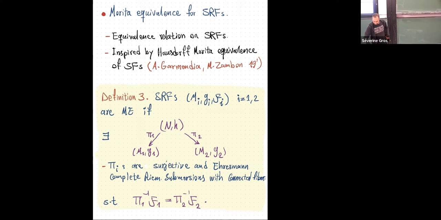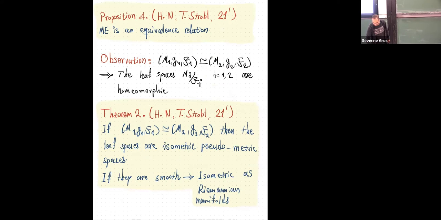And we can show that this is an equivalence relation. It's a bit more tricky than the proof for Hausdorff-Morita equivalence due to the presence of the metric. But the first observation is that when we have two Morita equivalent SRFs, their leaf spaces are homeomorphic.